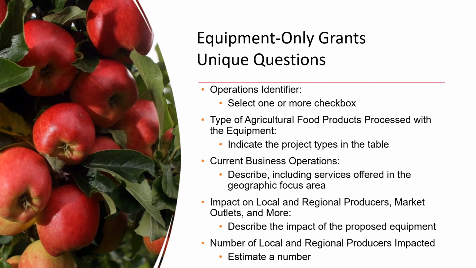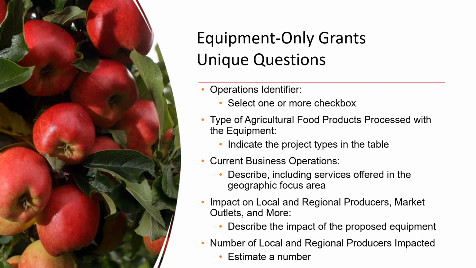We will now cover the parts of the application form for equipment-only grants that are different from those on the infrastructure grants form. For the questions that are the same, descriptions apply. The first difference is the operations identifier question. Here, select one or more checkboxes to show where the equipment will be used in the middle of the supply chain. Next, there is a table where applicants should indicate the types of agricultural food products that will be processed with the requested equipment.